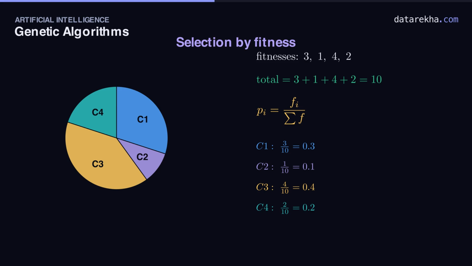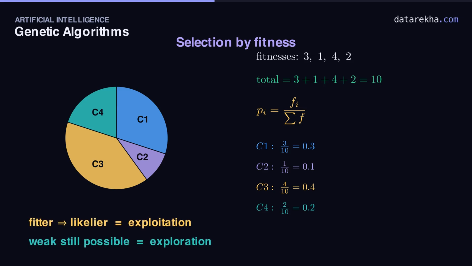The wheel is spun, and wherever it lands, that candidate becomes a parent. Notice the balance. Fitter strings are far likelier to breed, so good genes spread. That's exploitation. But even the weakest keeps a small chance, so no candidate is ever thrown away for certain. That keeps exploration alive. A common alternative, tournament selection, picks a few at random and keeps the best of them, which is even simpler to run.